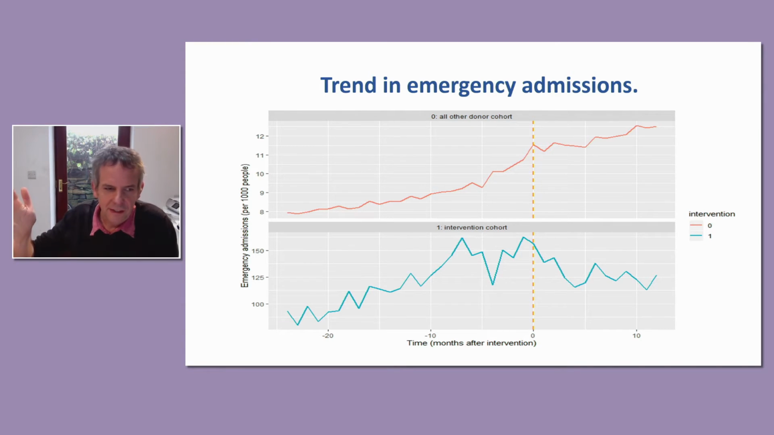So this just shows the trend in emergency admissions amongst people who received the intervention and those who didn't. On the bottom, that's the intervention cohort, and it looks quite positive that the admissions drop off after receiving the intervention, but that could be just due to an issue called regression to the mean. We've identified people that had high admissions, so just by chance they will fall off over time. Next slide, please.